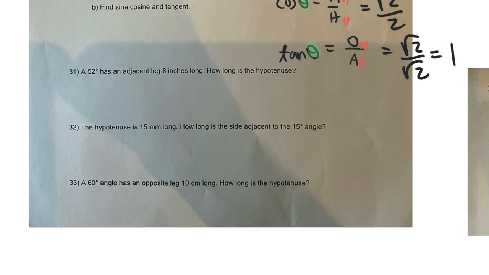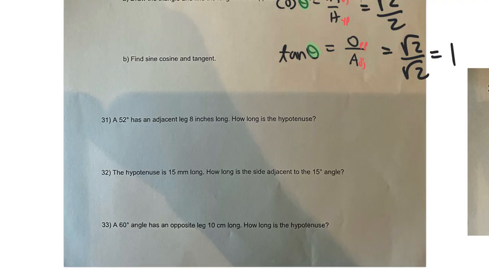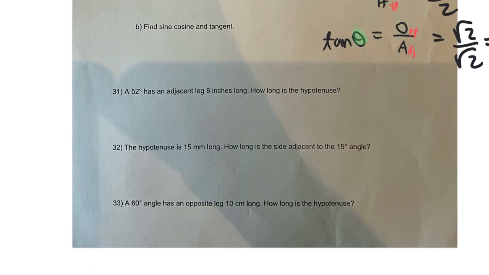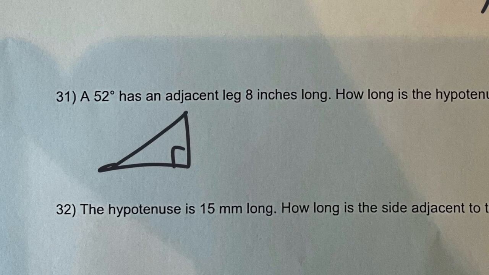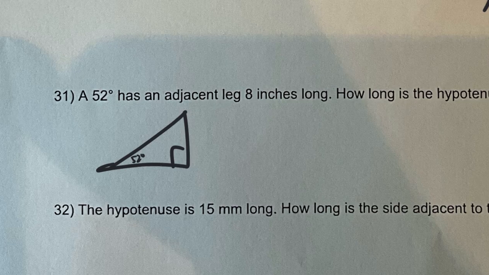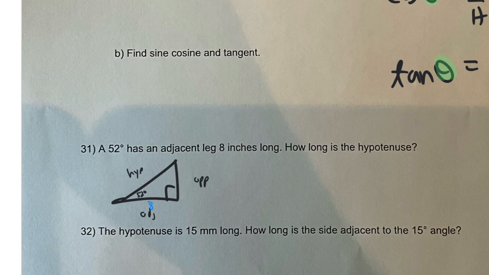Problem number 52. A 52-degree angle has an adjacent leg 8 inches long. How long is the hypotenuse? Okay, so I guess it's a right triangle, right? That's what they're talking about probably. So we have 52 here. The adjacent leg is 8. Okay, remember that's the adjacent. And this is the hypotenuse, right? So the adjacent leg is 8 inches. How long is the hypotenuse?